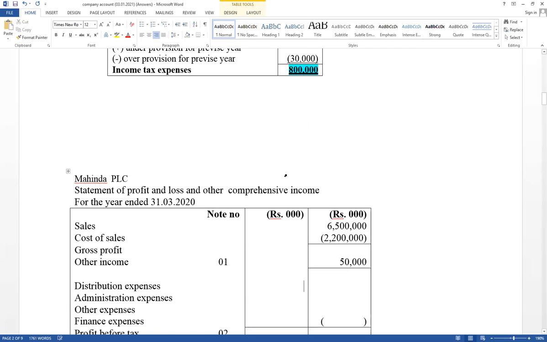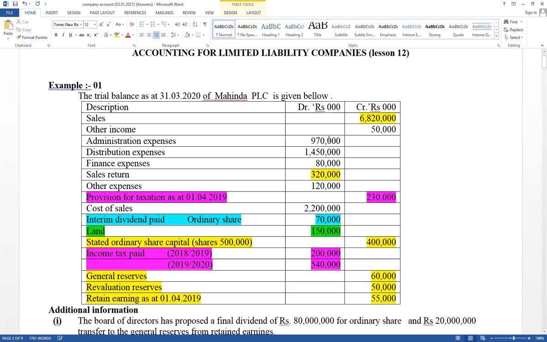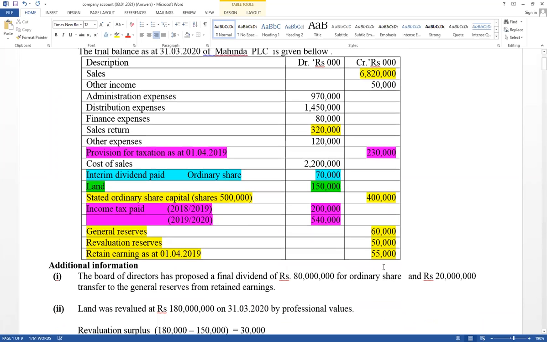Distribution expense, administration expense. Think about the trial balance. It has given administration, 970,000. Distribution, 1,450,000. Finance expense is given, 80,000. And other expense is also given, 120,000. Those should be included in the first column, expense. And cost of sales is available here. Right, record expenses in the income statement.